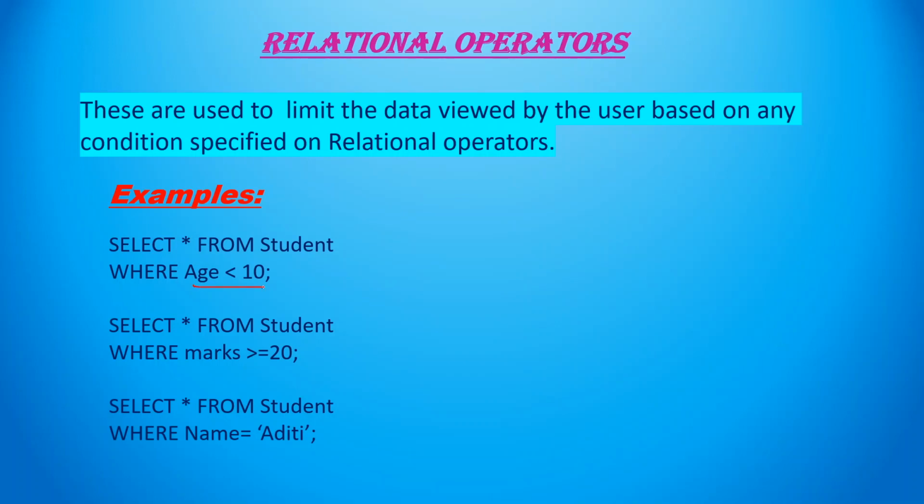Where age is less than 10: it will display all the students whose age is less than 10. Marks greater than or equal to 20: it will display a list of students whose marks are more than or equal to 20. Where name equals Aditi: it will display data of all the students whose name is Aditi. So here we have used relational operators less than, greater than, equal to. And name, marks, and age are all three attributes in the table student. So like this you can apply relational operators.